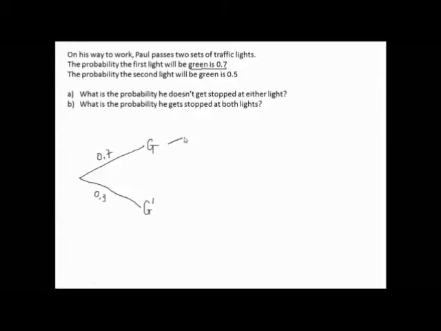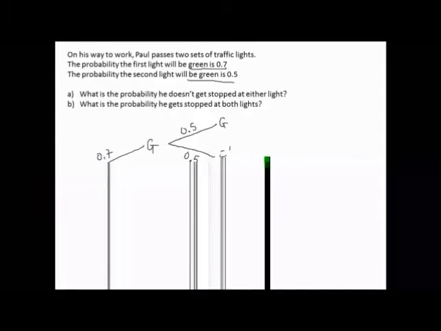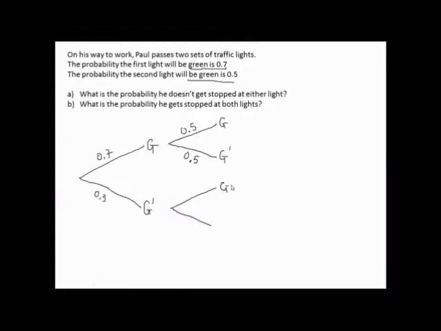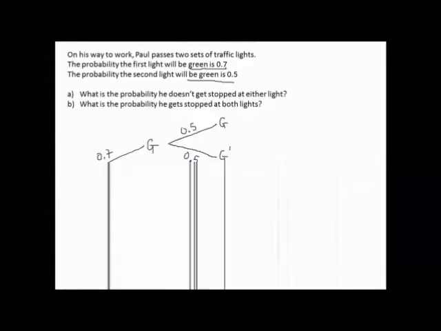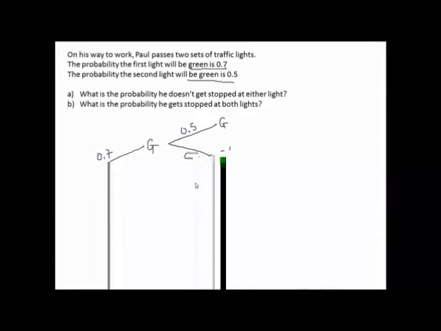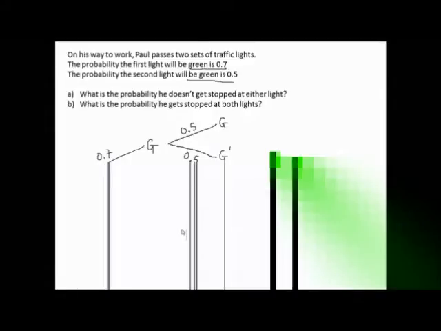Now on the second traffic light, the probabilities are slightly different. And that can happen because of the flow of traffic. So on the second light, the probability that it will be green is 0.5, and the probability then that it won't be green is 0.5. Okay, and we need to draw our second set of branches here. So this is still the second light, but we're just looking at what happens if the first light had been red. So again, the probabilities are 0.5 and 0.5.